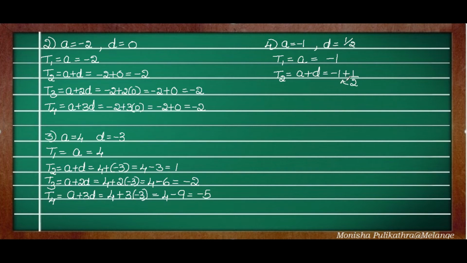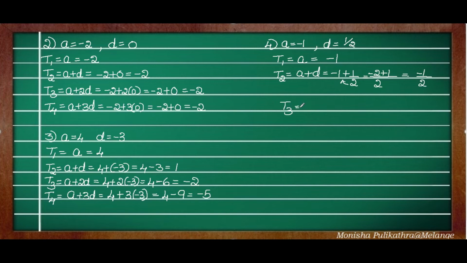So when we take LCM, the LCM will be 2 itself. Then minus 1 will become 2 into minus 1 is minus 2 plus 1 as it is. Since the LCM is 2, the numerator will remain as it is. So therefore it will become minus 2 plus 1 is minus 1 divided by 2. Okay, hope you understood this.